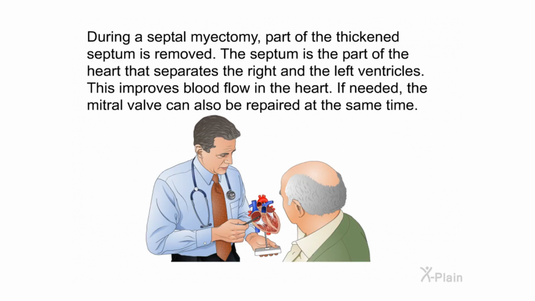During a septal myectomy, part of the thickened septum is removed. The septum is the part of the heart that separates the right and the left ventricles. This improves blood flow in the heart. If needed, the mitral valve can also be repaired at the same time.